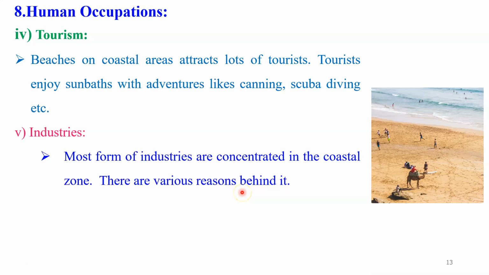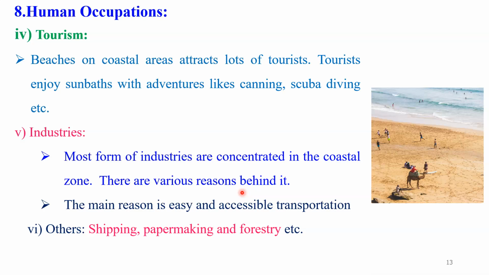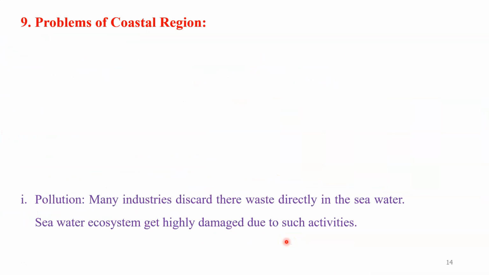Some areas have some industry. Most of the industries of the world are located along the coastal region. An important reason for that is the accessible transportation. You know that the sea waterway is an important means for trade, and therefore, because of this accessible transportation, most of the industries are located along the coastal region. And also we have some other occupations that we observe to some extent in the coastal region, that is shipping activity, paper making activity, and forestry. These are also other important activities that we observe in the coastal region.